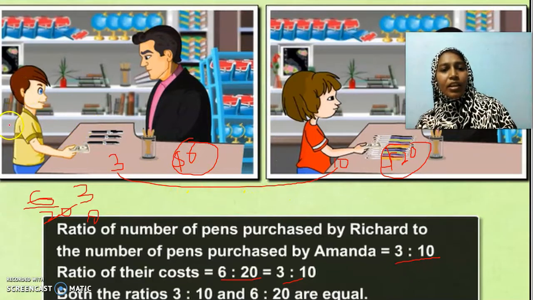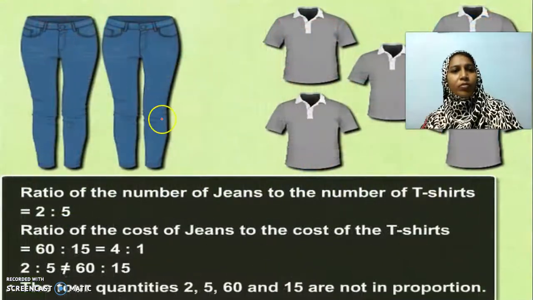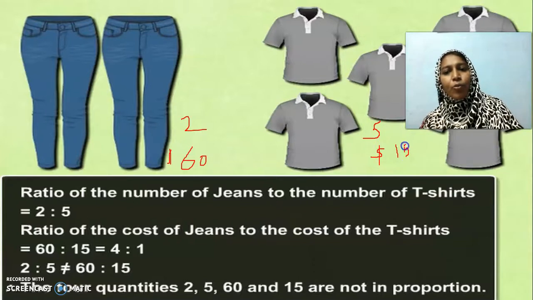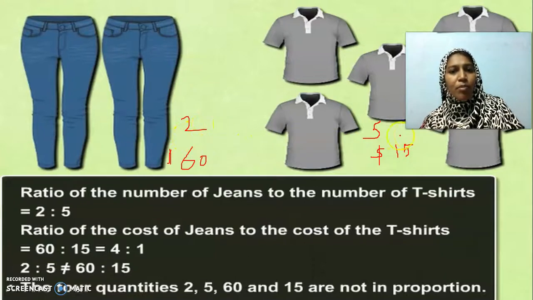And similarly, the next example is the cost of 2 jeans. 2 jeans pants cost $60. How many t-shirts are there? 5 t-shirts are there. What is the cost of 5 t-shirts? It is $15. How will I write it in ratios to compare now? Yes, I can write the ratio of the number of jeans to the number of t-shirts. So 2 is to 5.